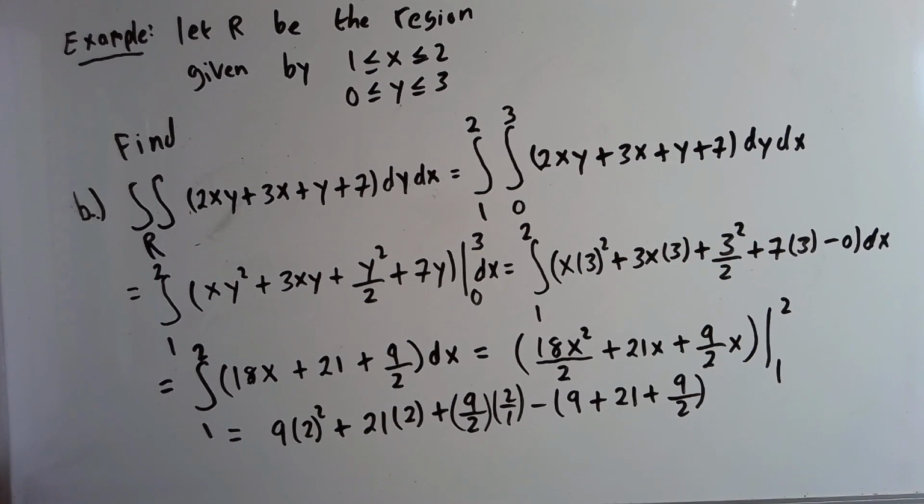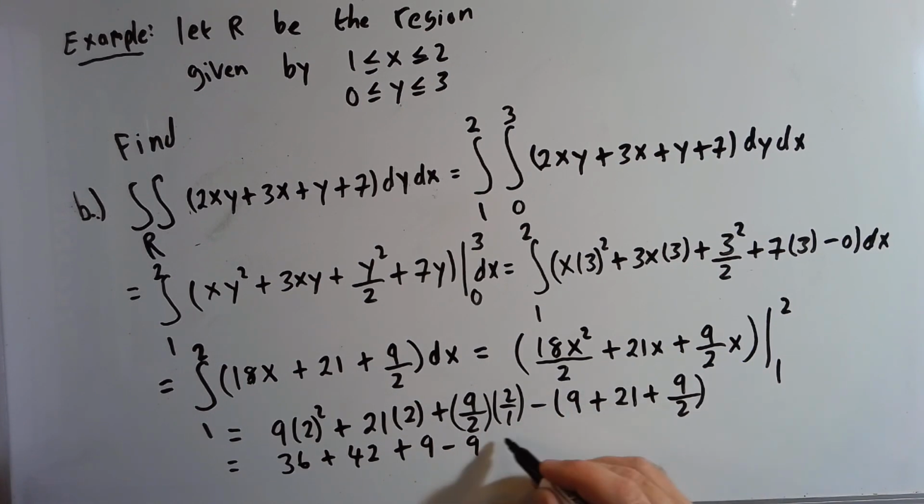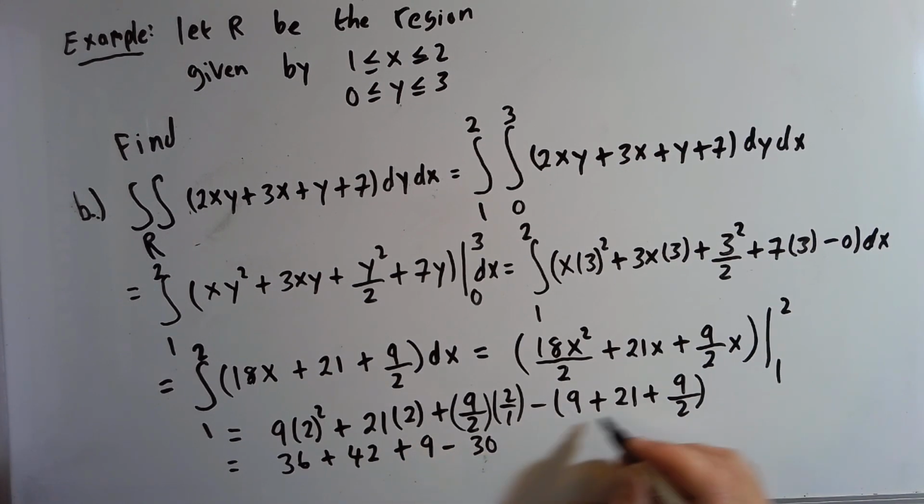Okay, let's keep going. So this should end up being the same answer. So our first answer was 105 over 2. So let's hope we get 105 over 2. Okay, so this guy will be then 36. This will be 42. The 2's will cancel, it'll be 9. And minus 9. Minus 30. Just combine those. And then minus 9 halves.